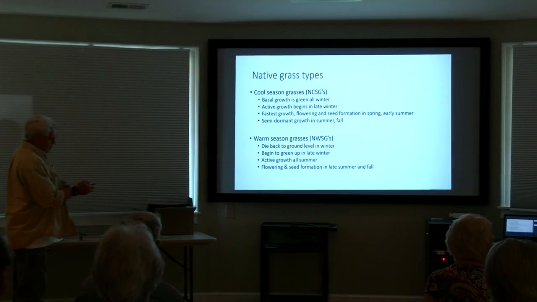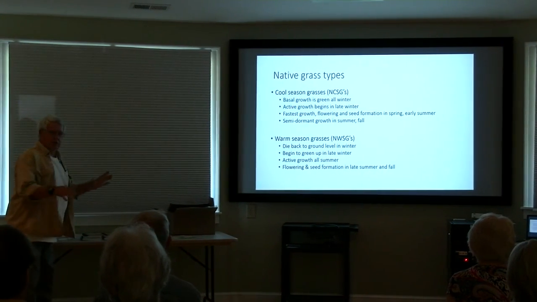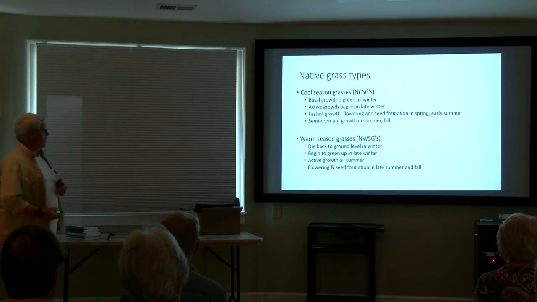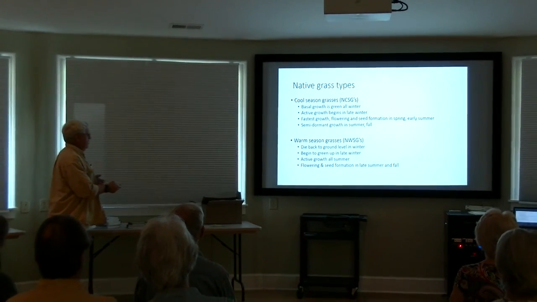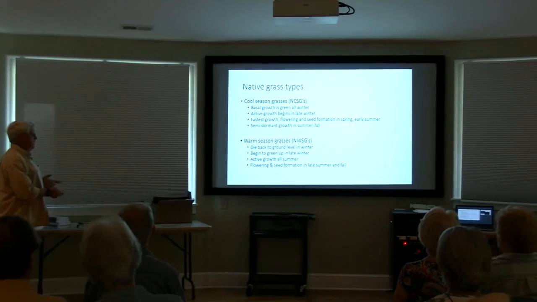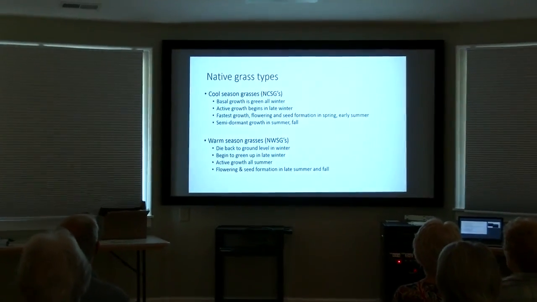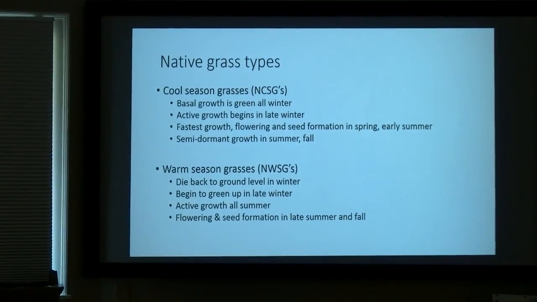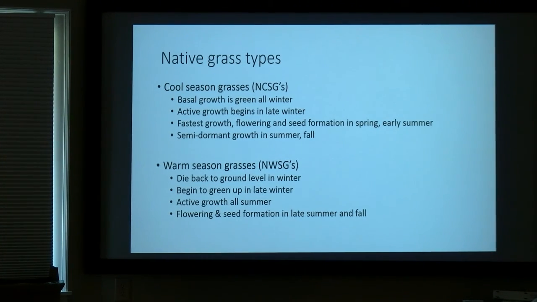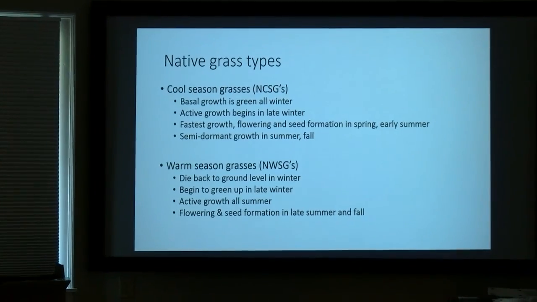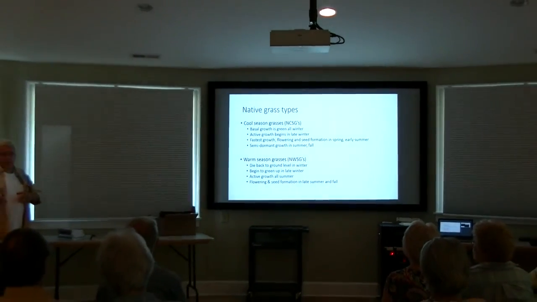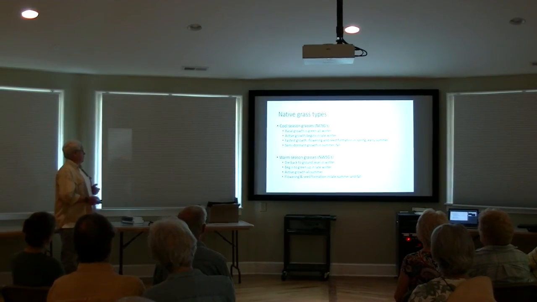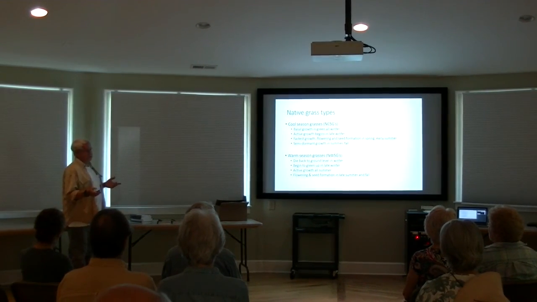The cool season grasses, all cool season grasses, the basal growth is green all winter. Late winter, it starts growing fairly actively. The fastest growth and the flowering and the seed production, seed formation happen in spring and early summer. And then once it moves into the summer, cool season grasses are semi-dormant. They're still there and they're green, but they're right down there, hunkered down next to the soil. They do a little growing in the fall, get through the winter, and then boom, here it comes again. Those are the cool season native grasses, cool season grasses as a group.